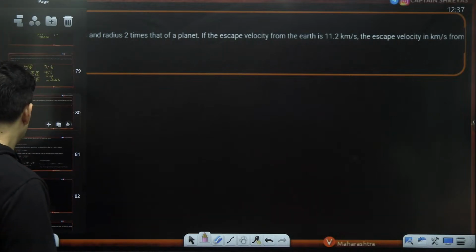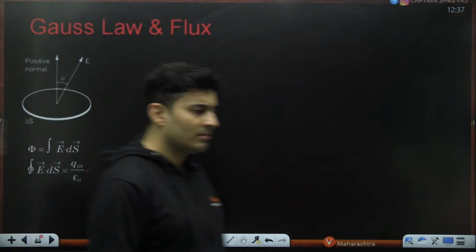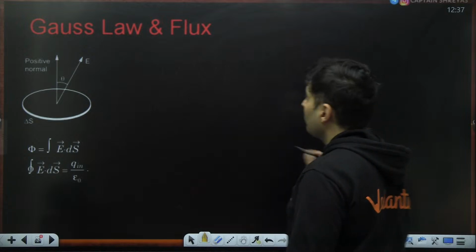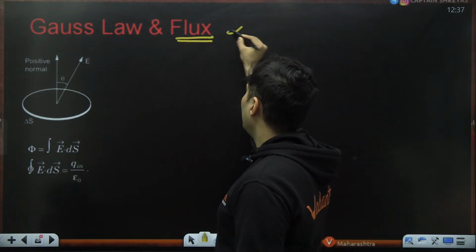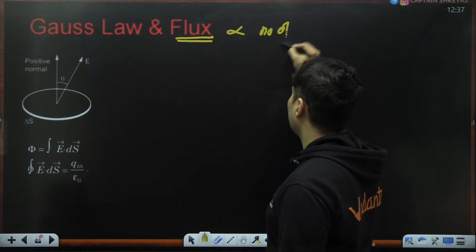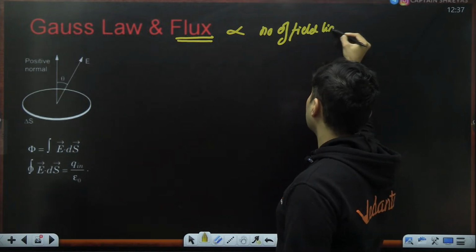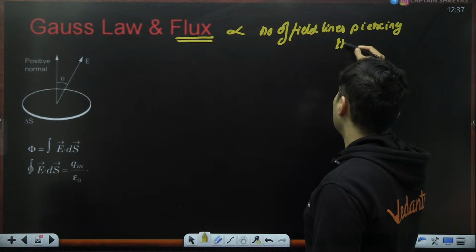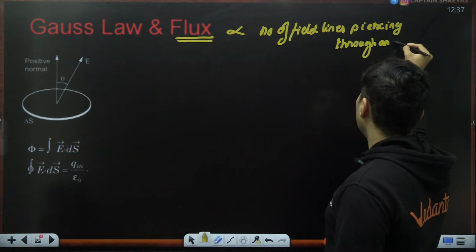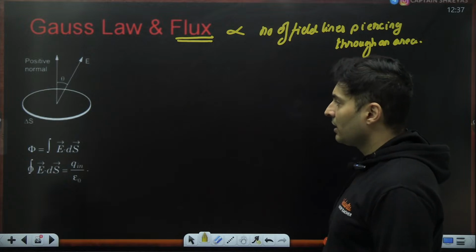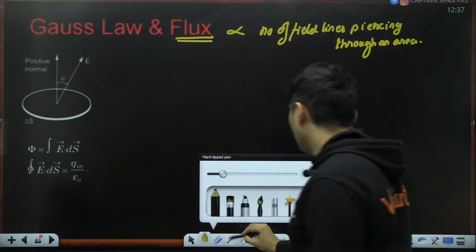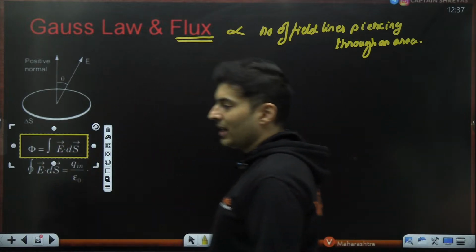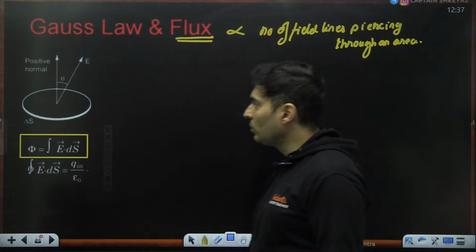Perfecto. Moving on to the questions on electric flux and Gauss's law. Remember, flux is nothing but flow of the field and it is directly proportional to the number of field lines piercing through an area. If it doesn't pierce, there is no flux. Yeah, and the electric flux is just given by integration of the field into the area vector.